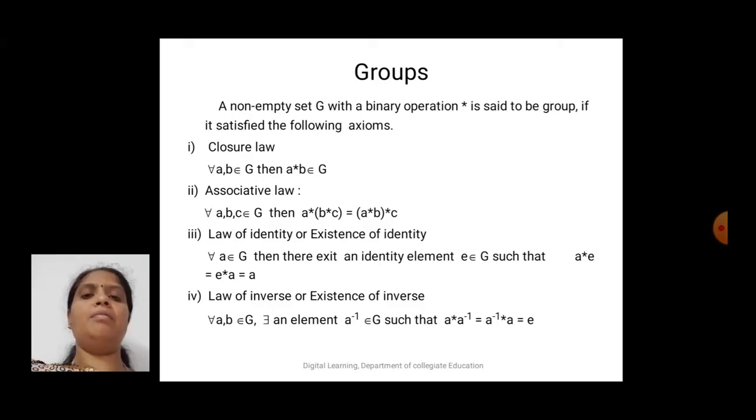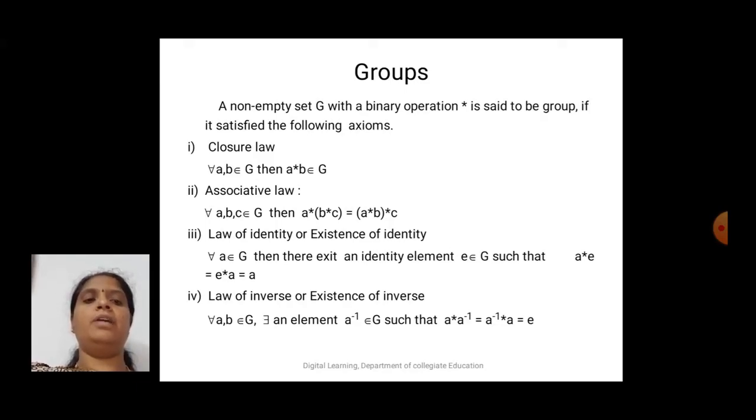Then law of inverse, or existence of inverse. For all a belongs to G, there exists an element a inverse. So we are concentrating on the law of the inverse here. We take the inverse element of a, that is a inverse, which is also from the group G, such that a star a inverse is equal to a inverse star a, which is equal to e. So this operation we have to remember throughout the group.